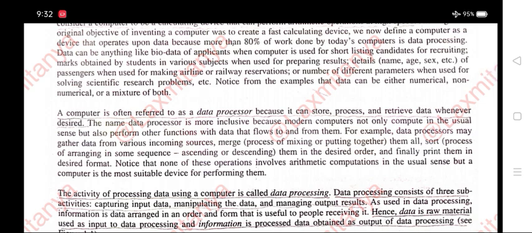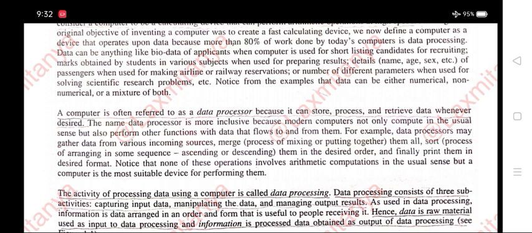A computer is often referred to as a data processor because it can store, process, and retrieve data whenever desired. Dear student, please underline this sentence. The name data processor is more inclusive because modern computers not only compute in the usual sense but also perform other functions with data that flows to and from them.